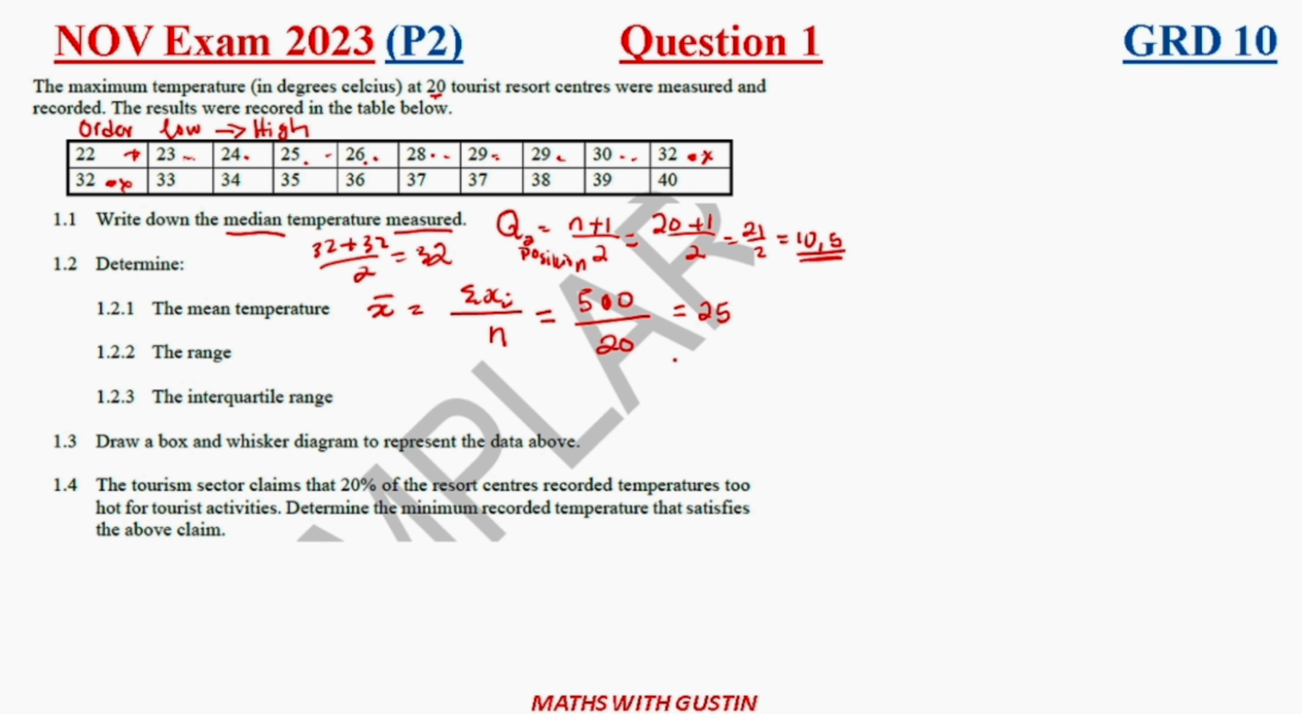Please let me know, guys, if you're getting a different answer from the one that I'm getting here. So our mean will be 25. Our mean is 25. So let's go to 1.2.2.